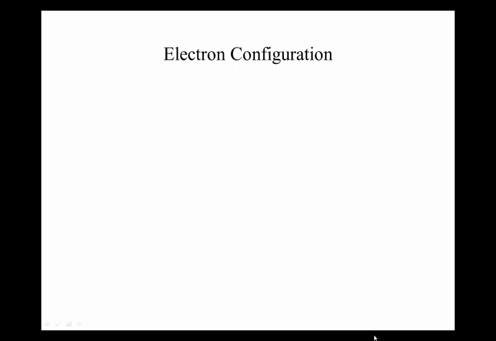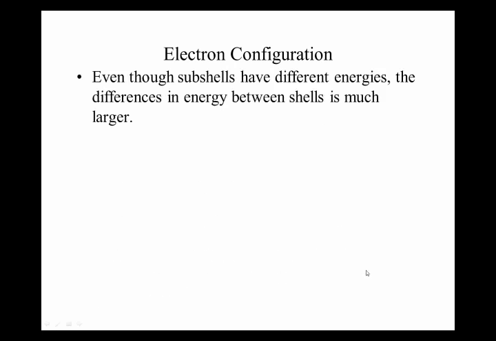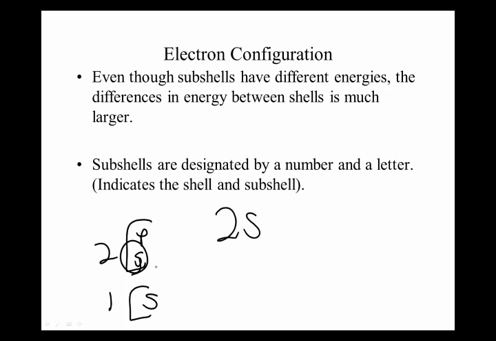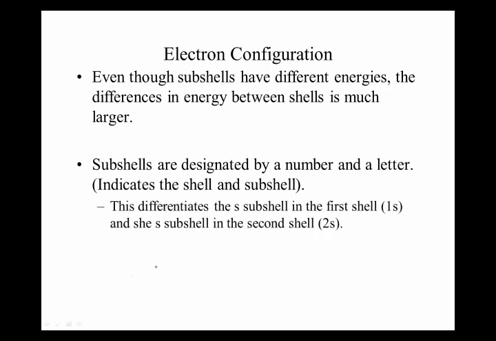So here's what I just said. Even though subshells have different energy, the energy differences between shells are much larger. Subshells are designated by a number and a letter. Within shell 1 there's an s, and within shell 2 there's an s and a p. To indicate the s in shell 2, I'd write 2s. 3s indicates the s subshell in shell 3. 3p indicates the p subshell in shell 3, right? So we get this shorthand notation indicating which subshells we're talking about.